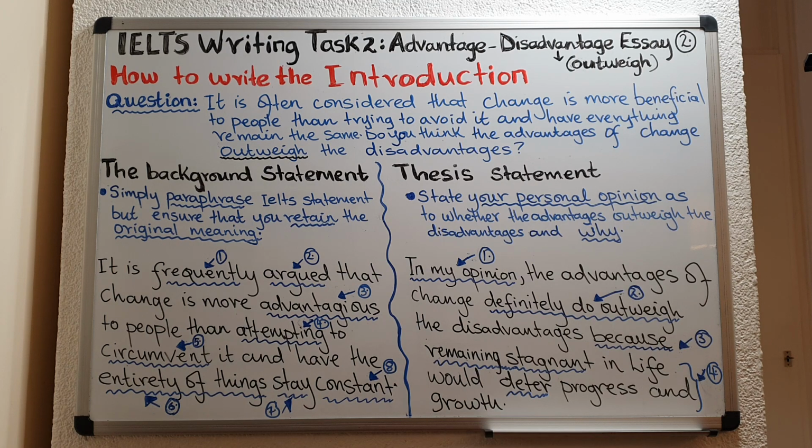So I am going to replace that with "frequently," because the synonym for "often" is "frequently." So instead of saying "it is often," I will write "it is frequently." That is the first word that I'm going to change. And then the next word is "considered." It is often considered. I am going to replace the word "considered" with the word "argued."